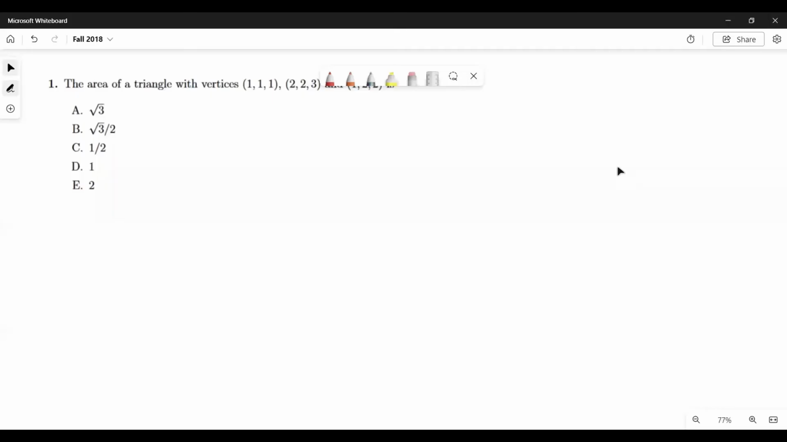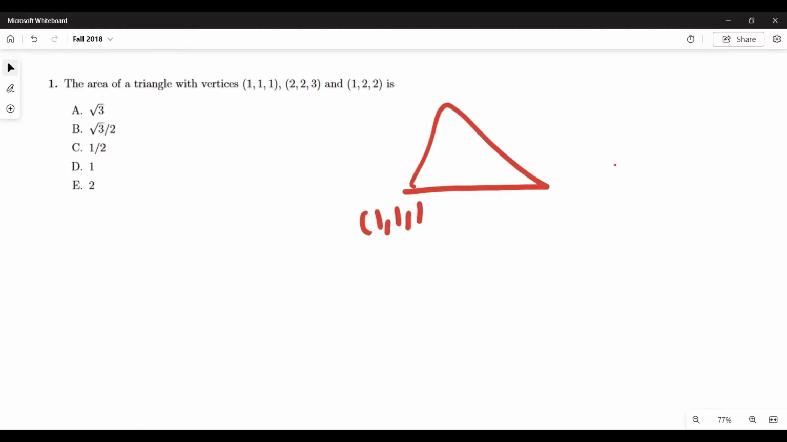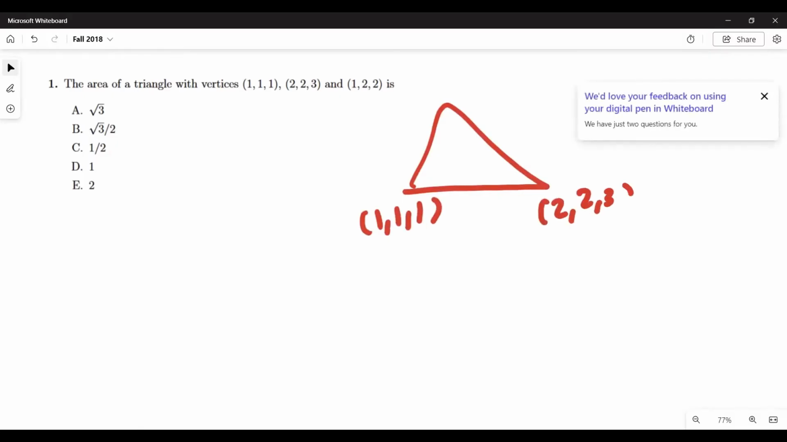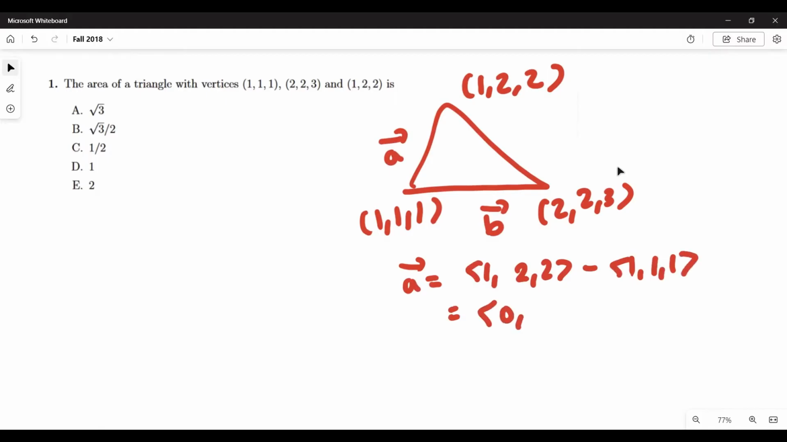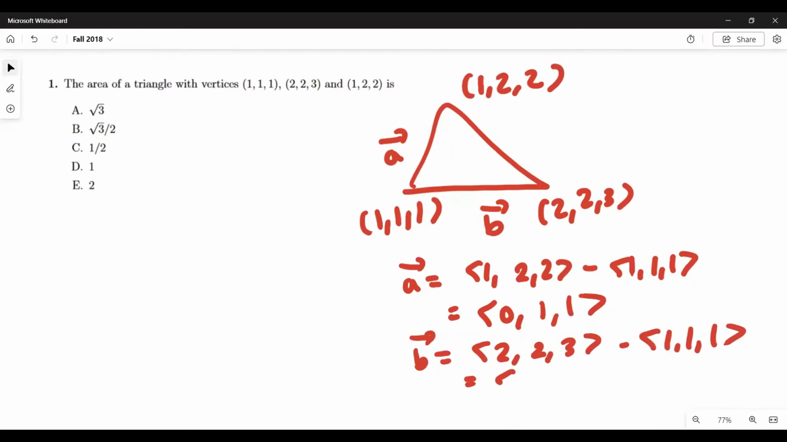So this question asks to find the area of a triangle with vertices (1, 1, 1), (2, 3, 1), and (2, 2, 2)... Let's draw it first. So let's define this as A and this as B. So A would be (1, 2, 2) minus (1, 1, 1). This gives you (0, 1, 1). And B would be (2, 2, 3) minus (1, 1, 1), which gives you (1, 1, 2).